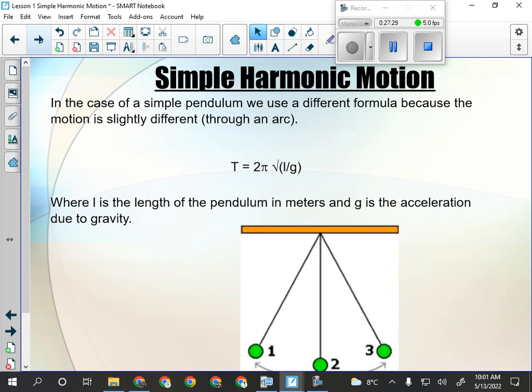So for a pendulum, the formula looks a little bit different. Okay? As we just said, the things that affect the period of a pendulum are length and the acceleration due to gravity. The longer the pendulum, the longer the period. The greater the acceleration due to gravity, the shorter the period. Because it's not going to be allowed to swing as far out with a greater acceleration due to gravity. So it'll go back and forth really, really quickly.